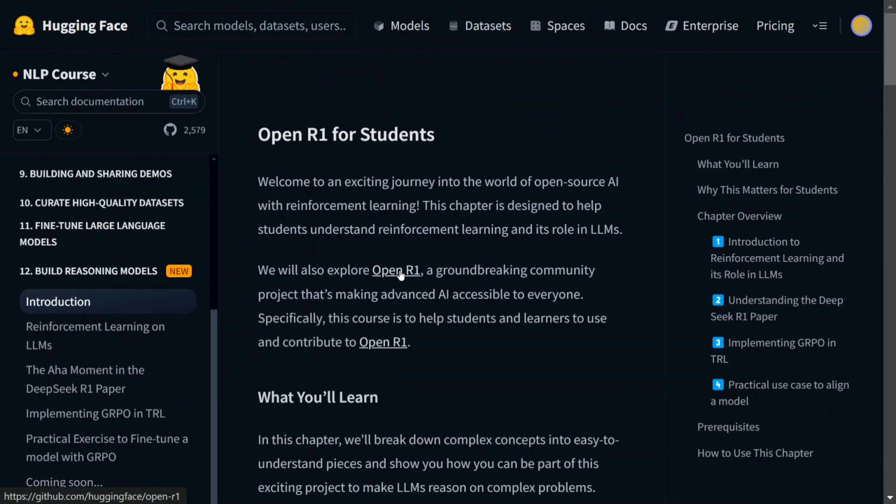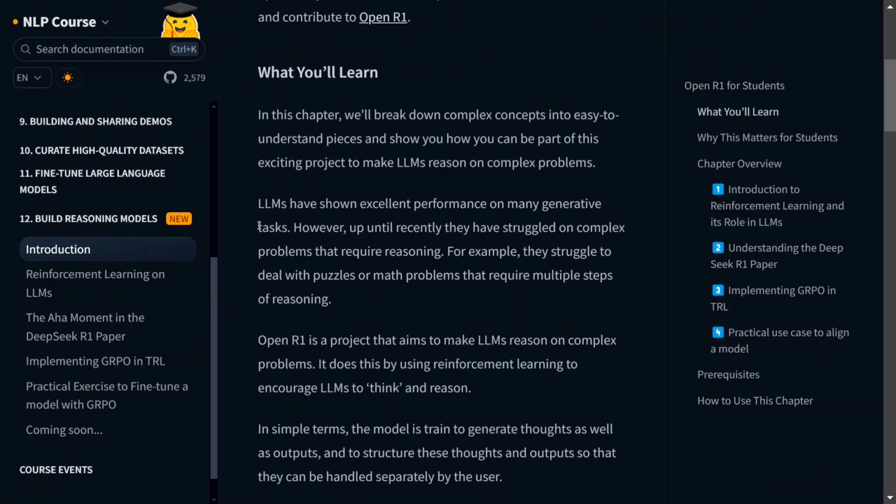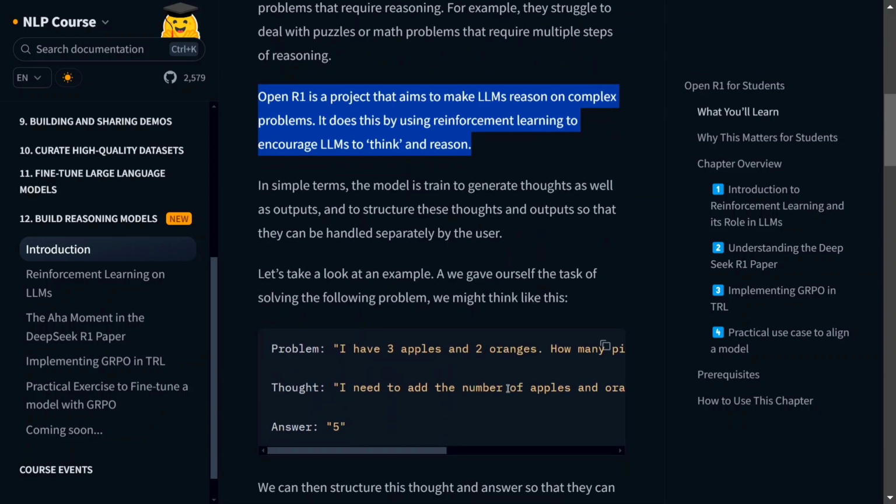Here you can see Open R1 for students. Welcome to an exciting journey in the world of open source AI with reinforcement learning. They also mention what topics they would be covering. As you can see here, Open R1 is a project that aims to make LLMs reason on complex problems. It does this by using reinforcement learning to encourage LLMs to think and reason. So it would be a little reinforcement learning heavy course, where you would be learning about how reinforcement learning is used in LLMs and how reasoning is enabled using reinforcement learning.